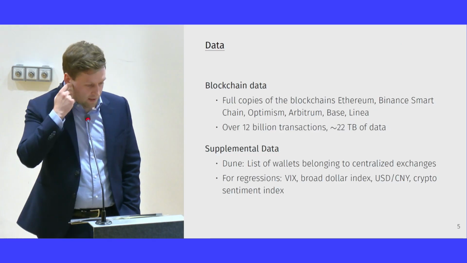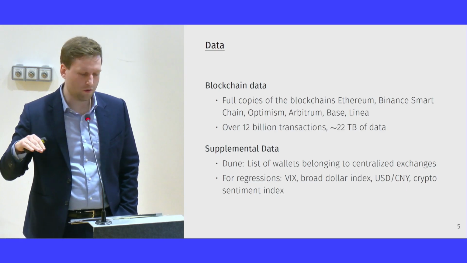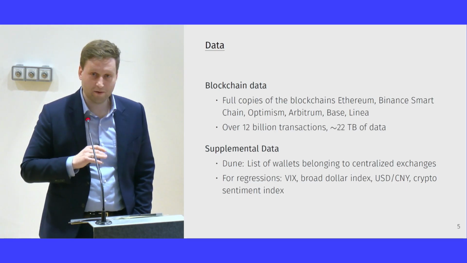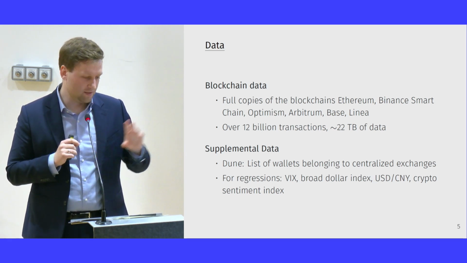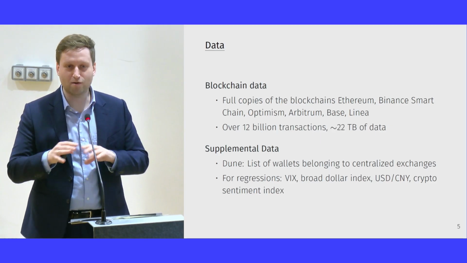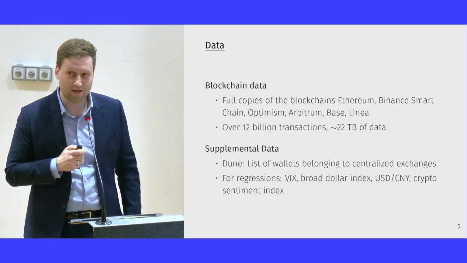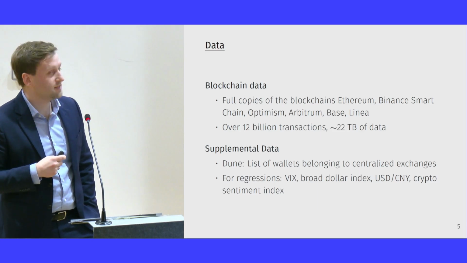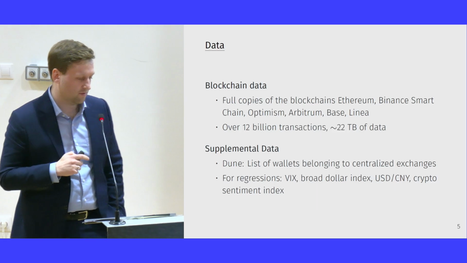The data that we're using is full copies of a couple of different blockchains. The biggest ones are Ethereum, Binance Smart Chain, and so on. It's actually a huge data set. Once you finish scraping all of this data, at the end of 2024, you get 12 billion crypto transactions. Not all of them are stablecoins, right? There's a bunch of other crypto stuff, and you have 22 terabytes of data to analyze. So you need to dig through that, and then there's some supplemental data of some wallets that are labeled that I'm using, and some data for regressions.